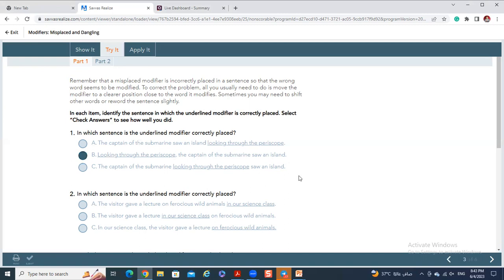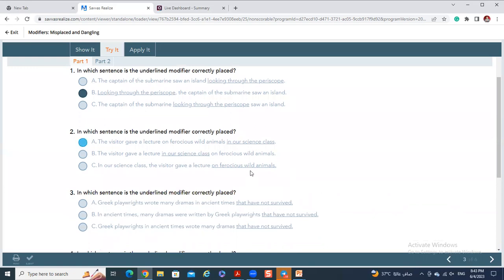It says, as one sentence, "the captain of the submarine." So I think "looking through the periscope" comes after submarine, not before captain or after captain. So it's a misplaced modifier here. Okay.